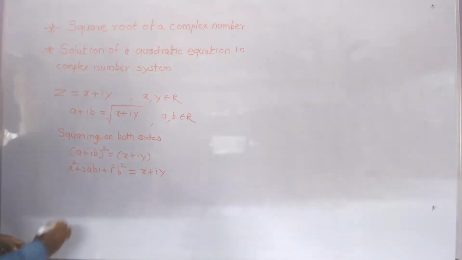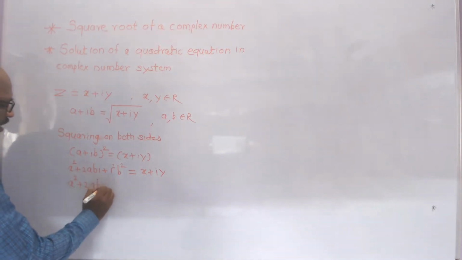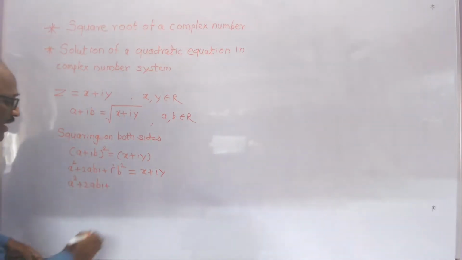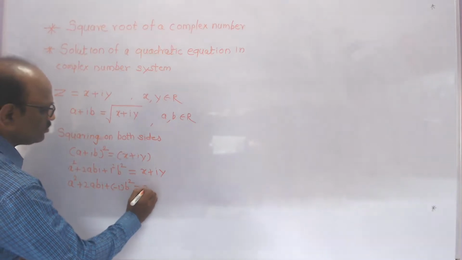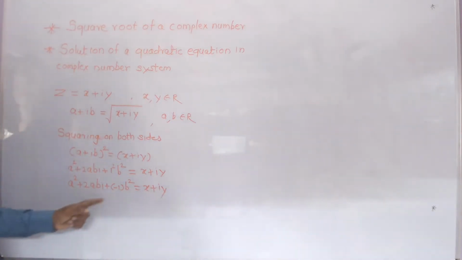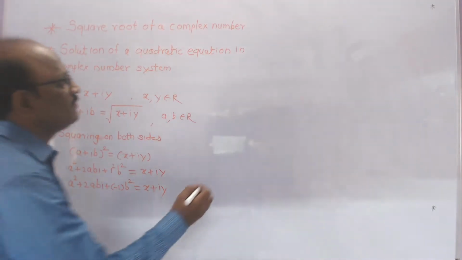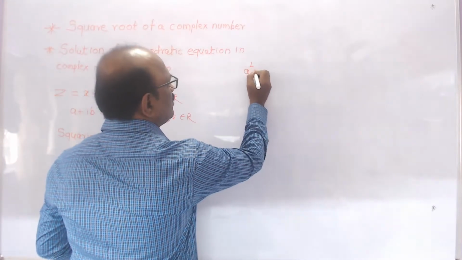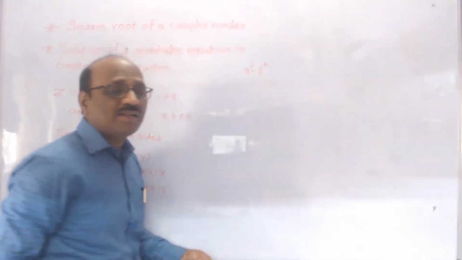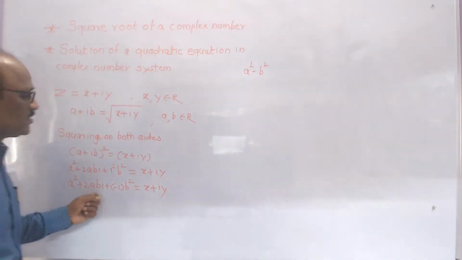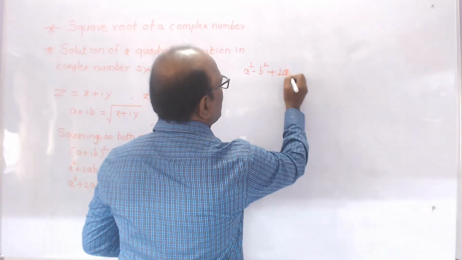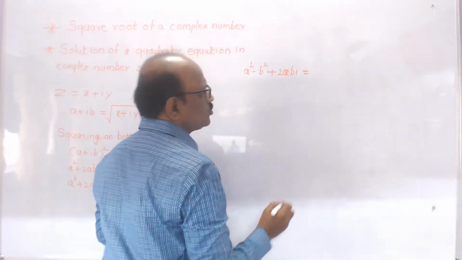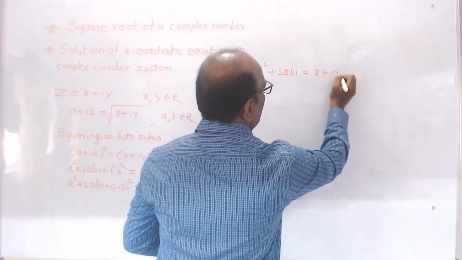Now a square plus 2abi, and the value of i square is minus 1, so we write minus 1 times b square. Minus 1 into b square is minus b square. Therefore, collecting the real part, a square minus b square plus 2abi equals x plus iy.